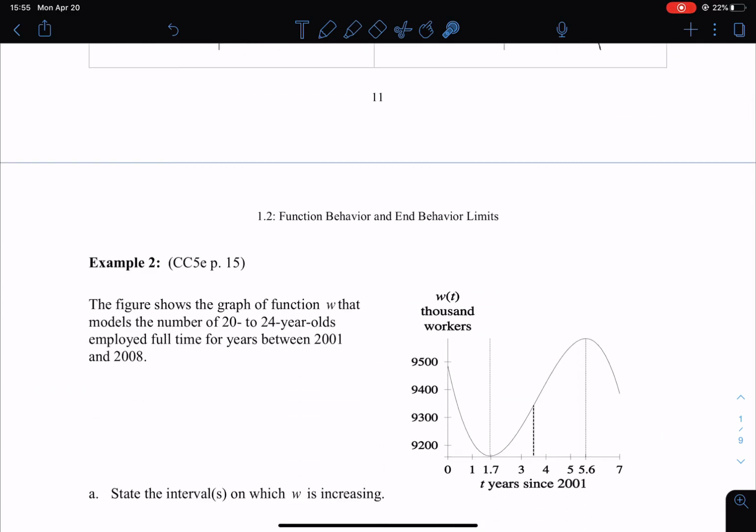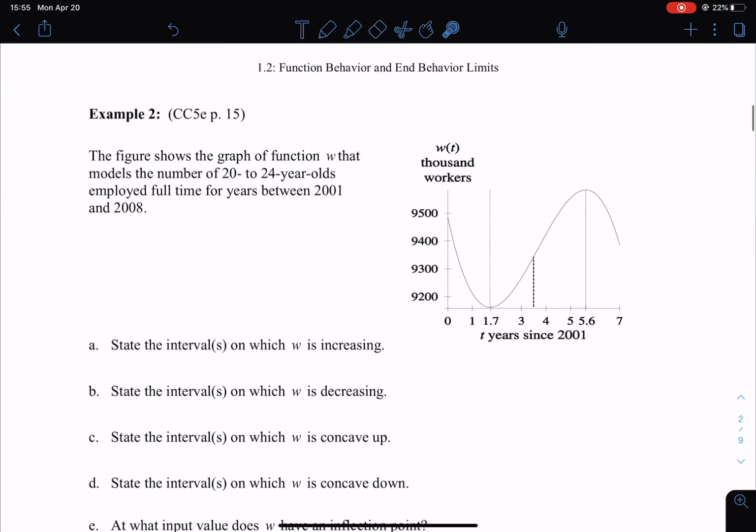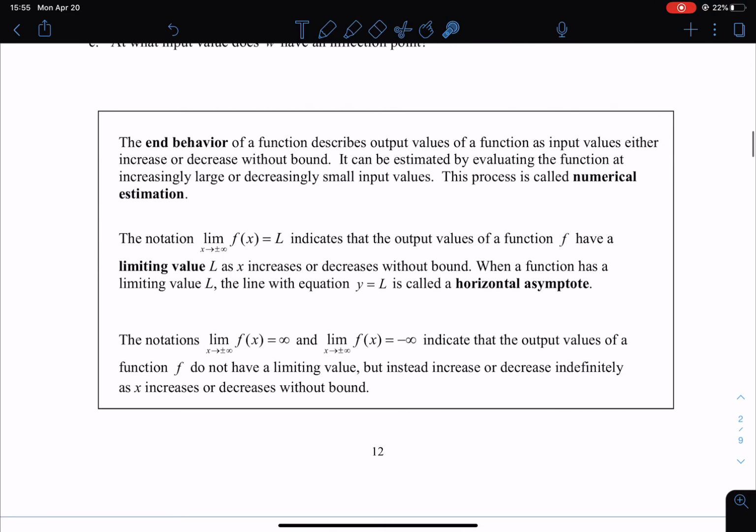And then example 2. For example, this part is concave up, this part is concave down. So this is an inflection point. And the end behavior of the function. For example, if we are given a function like this one, you can see we have two tails. So these are the end behaviors.